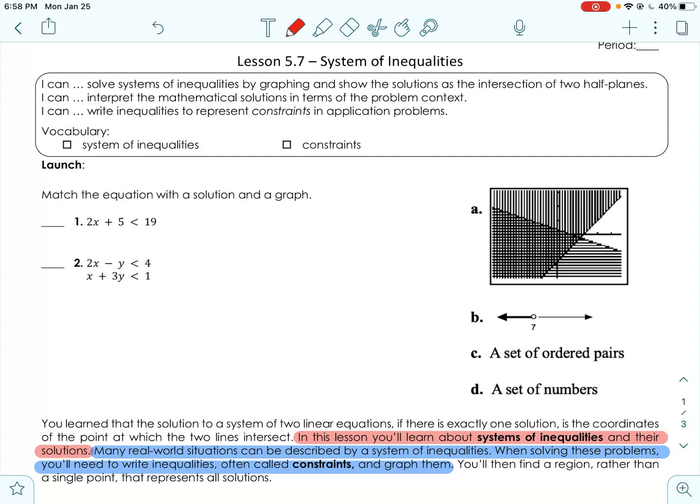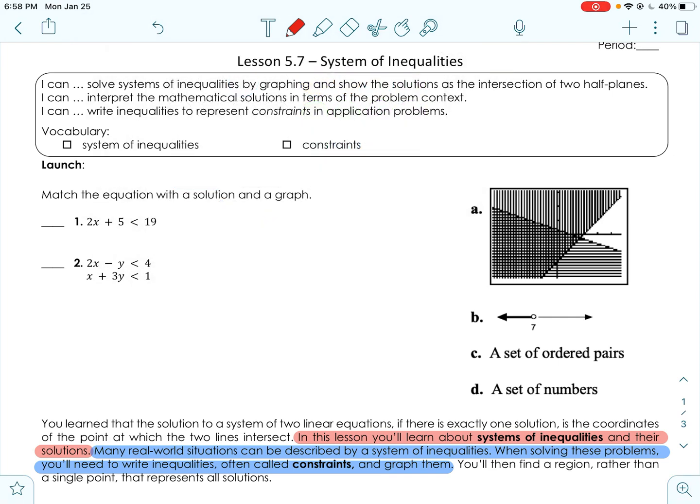In this video, we're going to explore the topic of system of inequalities. So before we get started, why don't you take a look at the warm-up and see if you can come up with the answer. After you're done, unpause the video to see if you were right.